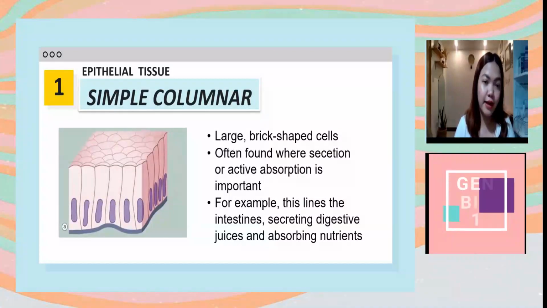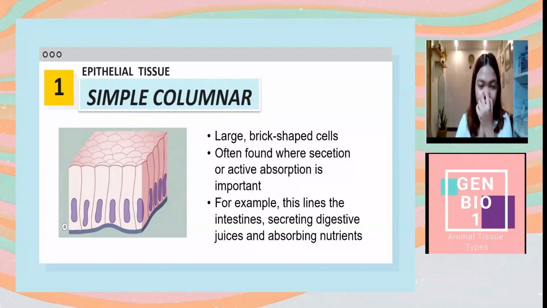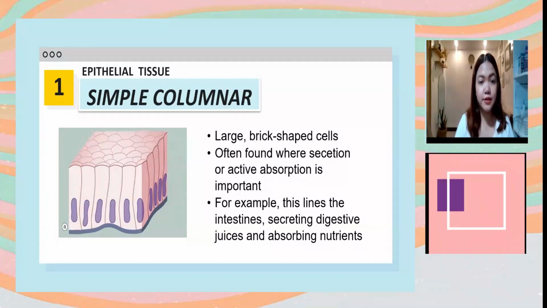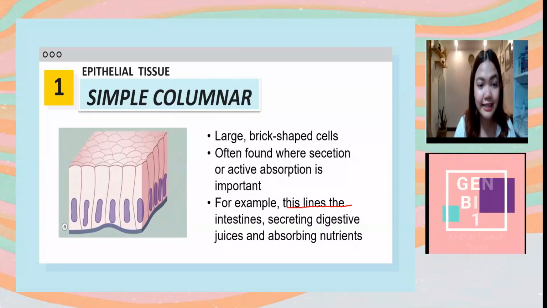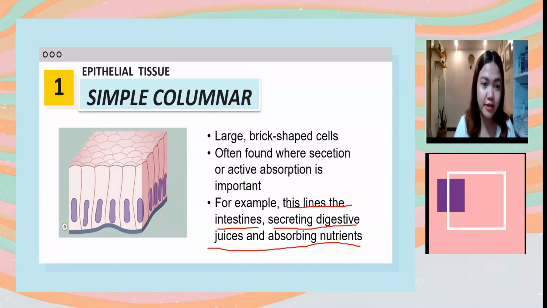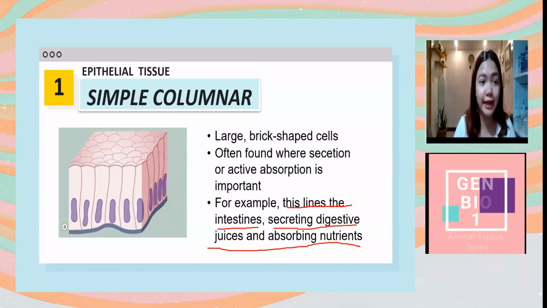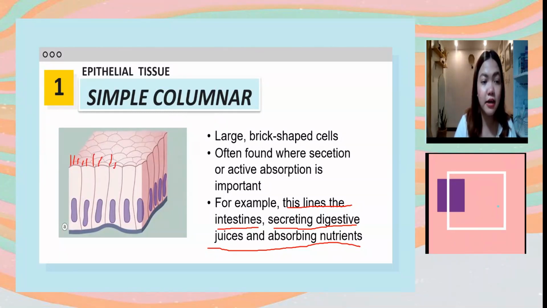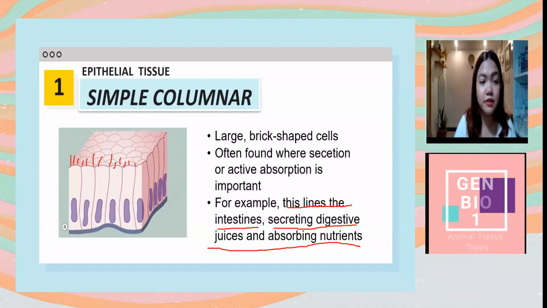Simple columnar naman, they are large, big-shaped cells often found where secretion or active absorption is important. So for example, this lines the intestine, secreting digestive juices and absorbing nutrients. So some of your simple columnar then, they have this cilia with them, parang nandyan, to maximize lang your surface area. Okay?